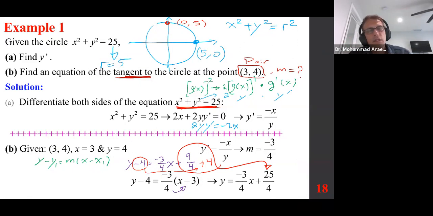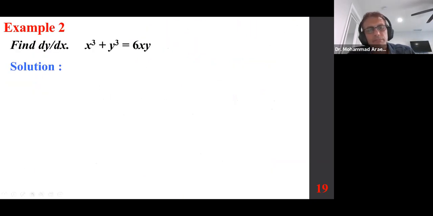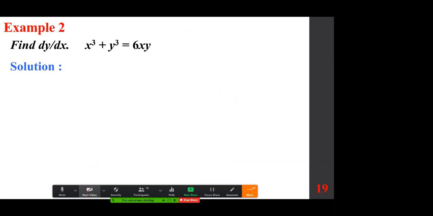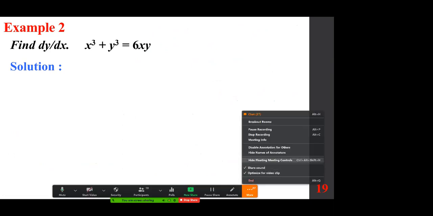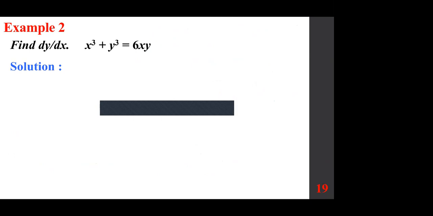So I hope you see it's really not too bad. Okay. All we do is going to practice with this, okay? All right. Let's differentiate this term by term. X cubed plus y cubed equals 6xy.